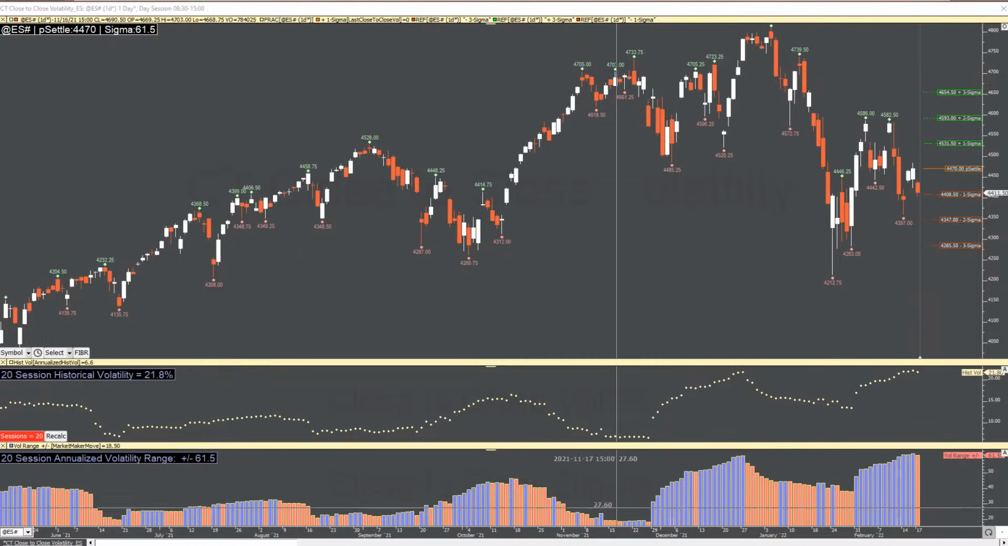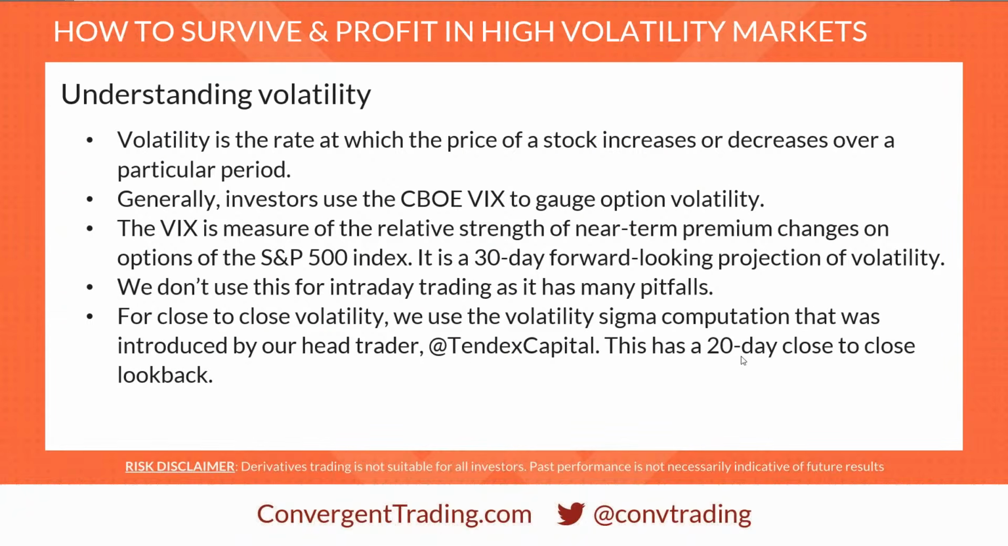So in quieter markets, like when it was down here, you can see that the sigma is only about 20 points. So from yesterday's close, it could close up 44.90 or down 44.50, pretty tight. But it has expanded dramatically, and that's one of the indications that the volatility is extremely high. Okay, and so that's what we use in terms of volatility measure.